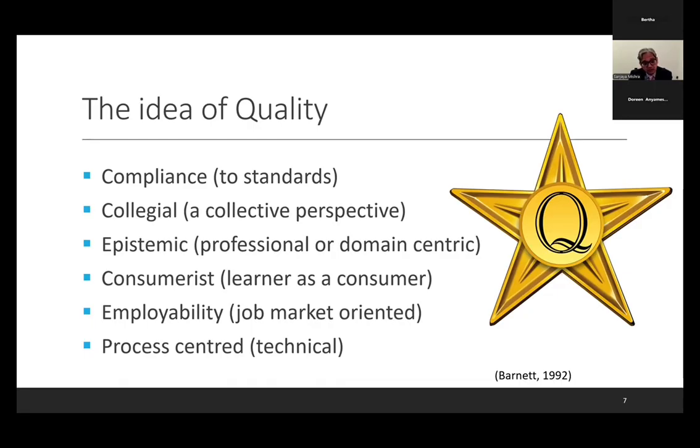Is it compliance? Is it collective perspective? Is it looking at the domain-centric approach? Is it looking at a consumerist view of the educational transaction, which is a normal practice these days? And are we looking at employability of our graduates or job-oriented thing, or are we looking at a process-oriented approach to maintain quality? Particularly the process-oriented approach comes from the view of the earlier traditional distance education, when learning materials were being developed. Process-oriented approach used to be a very, very common way of looking at things.